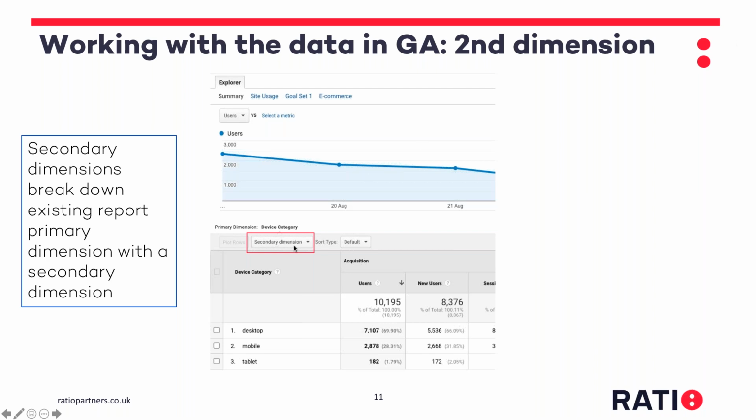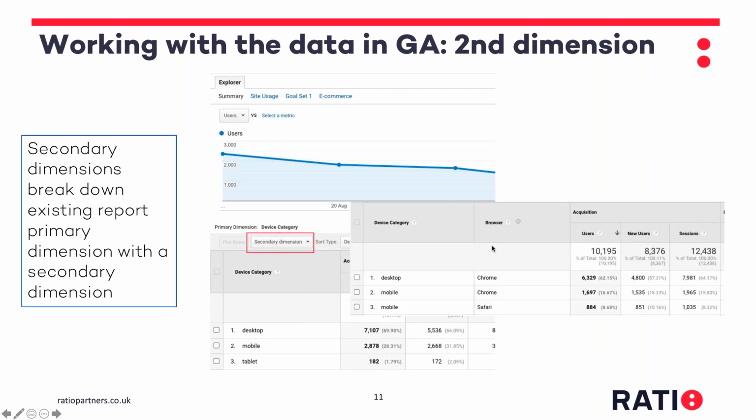So if you had a new dimension that you pushed into Google Analytics for persona, again, you could add a secondary dimension to the report of persona, and then you would see the number of users per persona on desktop, the number of users per persona on mobile, the number of users per persona on tablet.